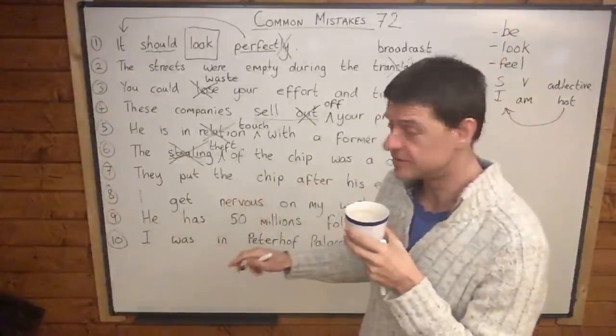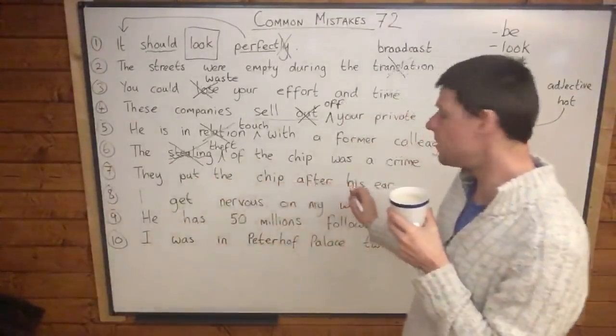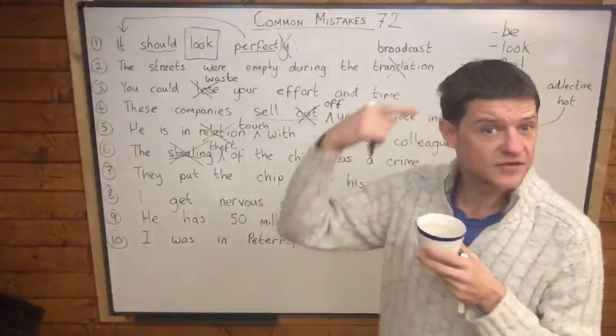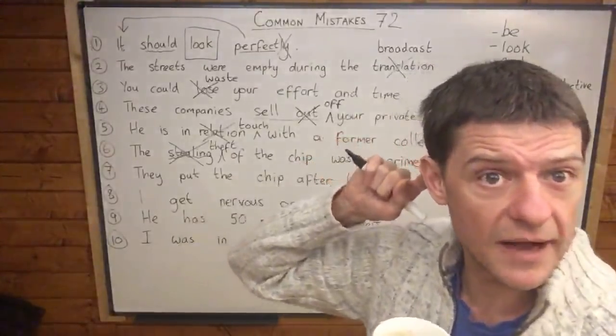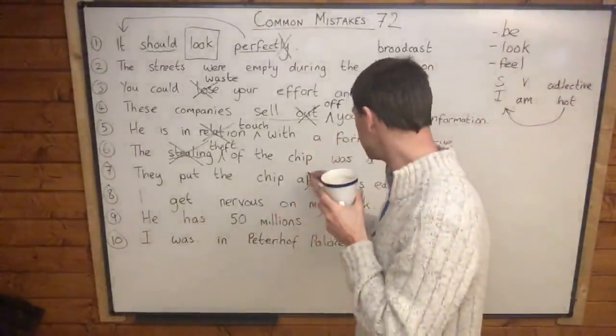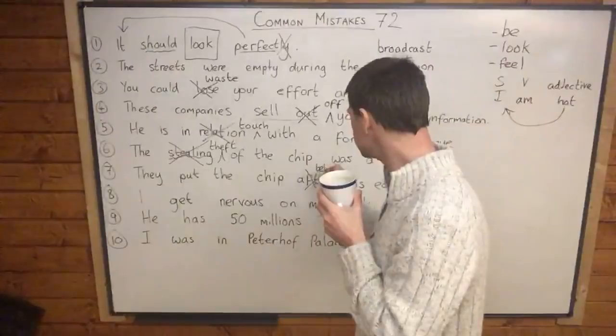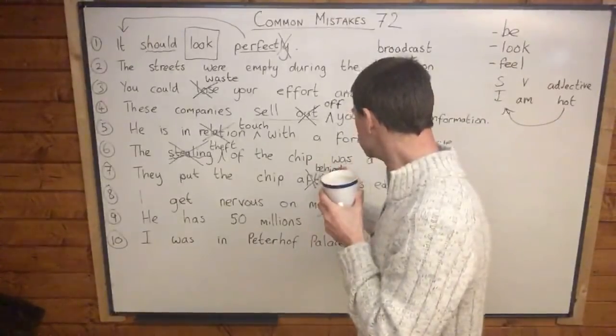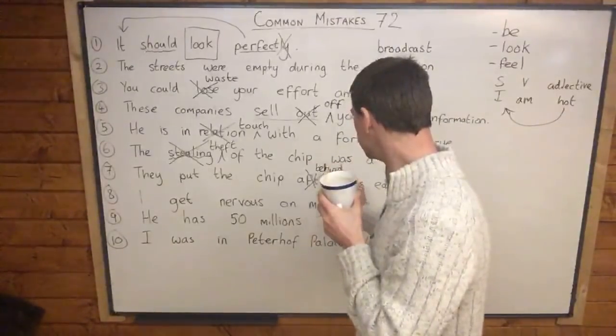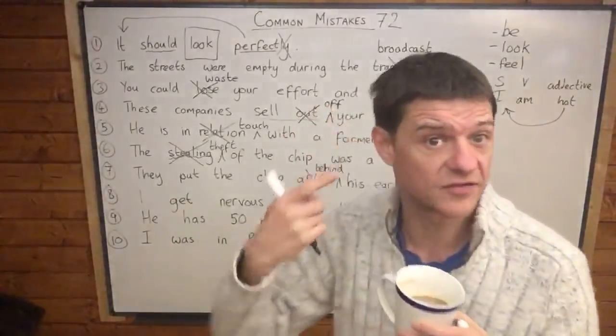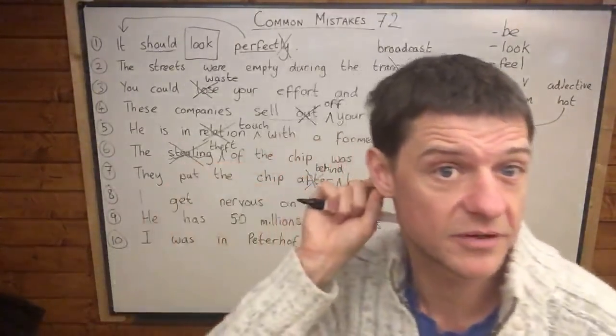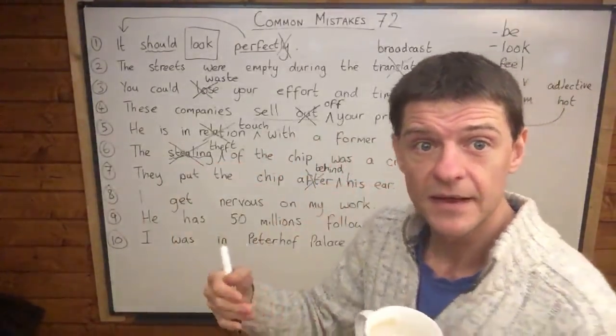Number 7 is a vocab mistake as well. They put the chip after his ear. Now, the student meant here, yeah, behind the ear, so not after. We use the preposition behind and not after to mean that something is often hiding behind something else. So the chip was hiding behind the ear. They put the chip behind the ear. Okay.